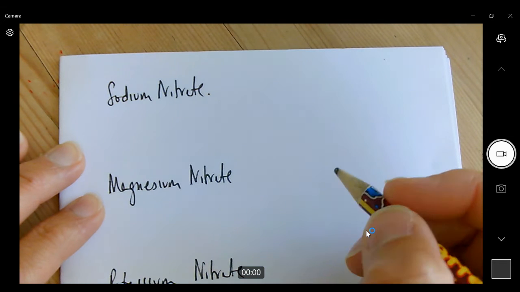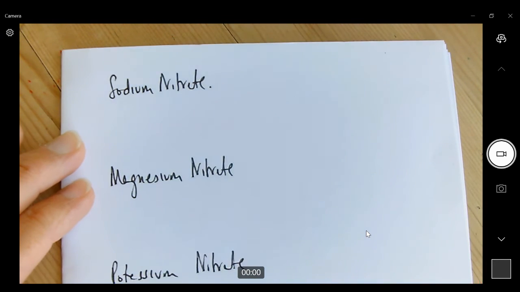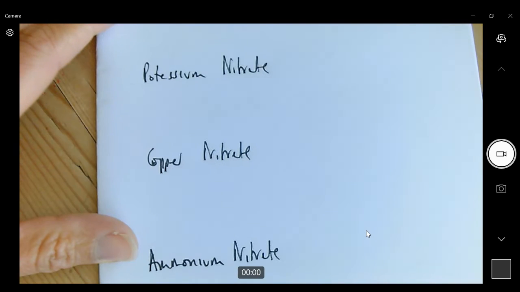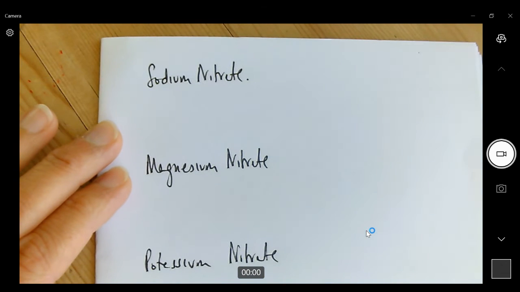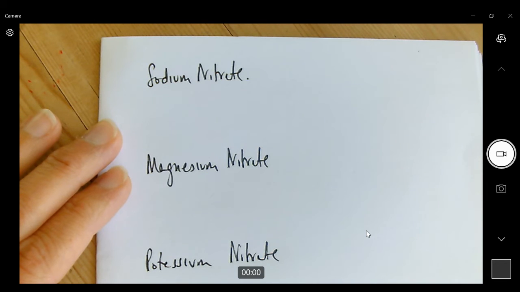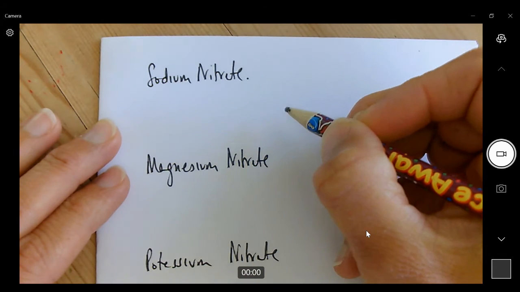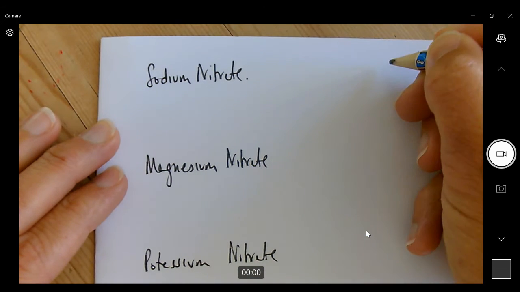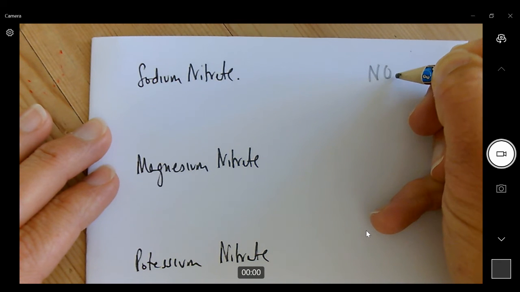Okay, so this first video is going to work through the nitrates. Hopefully you got all the right answers for the reaction of nitric acid with those various bases. What this is going to do is work through how you work out the chemical formula for these compounds. So the first thing we need to recognize is that a nitrate ion is NO3.